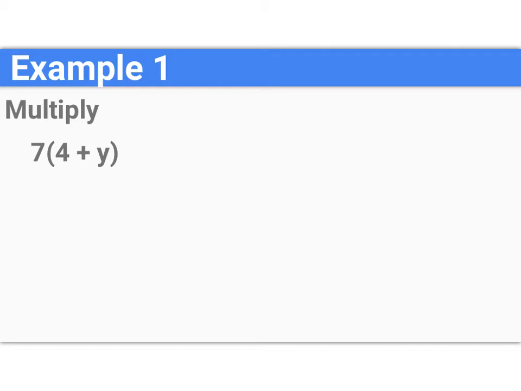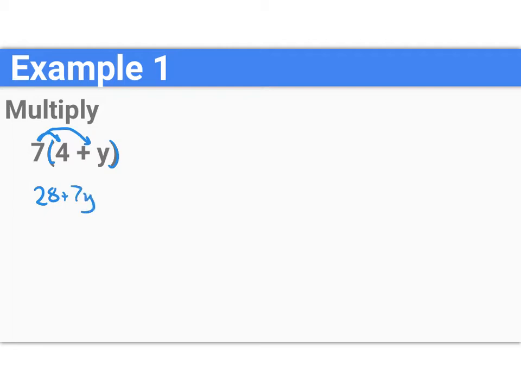So now multiply. So whenever a number or a sign is outside of a parenthesis, it is called a grouping. The parenthesis itself is a grouping. And so you have to distribute to everything inside the group. So you have 7 times 4 is 28 plus 7y.